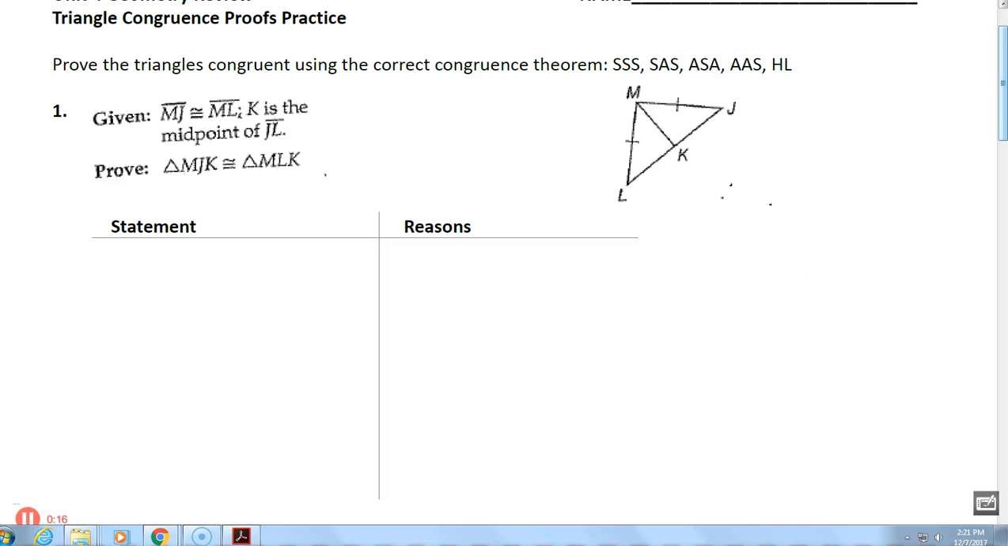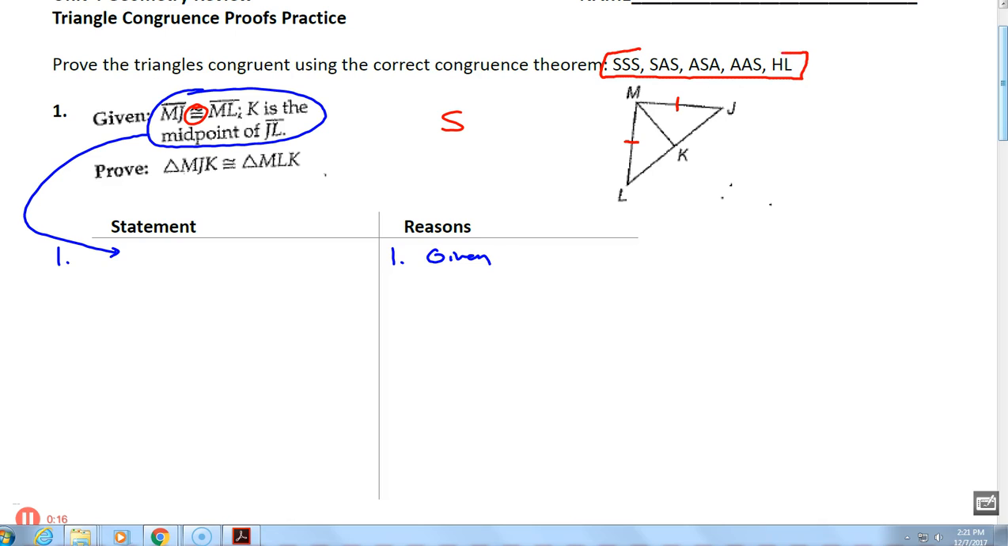So step one, and to save time, I'm not going to recopy all of this stuff down, but basically you recopy all that stuff down there, and then you write given as your reason. Now, I always go through and I like to count up any congruent symbols. So I have MJ congruent to ML. Well, luckily that's already marked on my picture. So those are sides. So right now I know I have an S, and I'm looking to get one of these 5 congruence theorems to prove the two triangles are congruent.